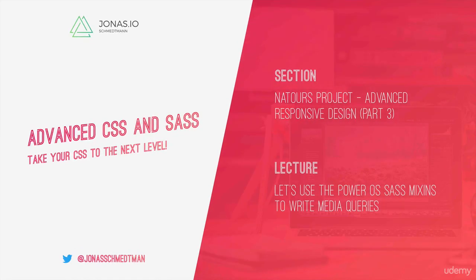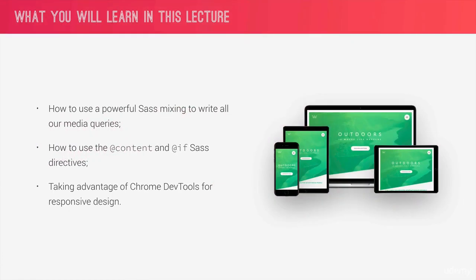With our responsive breakpoints now defined, let's start to implement them in media queries in our SASS code, so that we can start making the page responsive. And so in this lecture, you're going to learn how to use a powerful SASS mixin to write all our media queries with one single mixin. And in order to do that, you'll learn how to use the content and if SASS directives. And finally, we're going to take advantage of the Chrome DevTools to check out our media queries and responsive designs as we code.